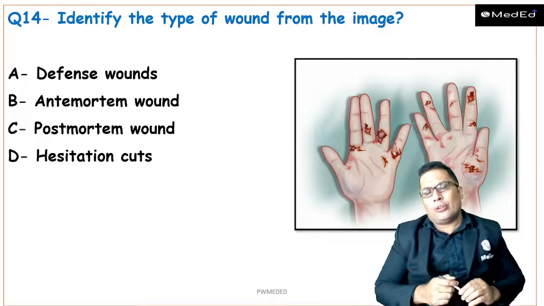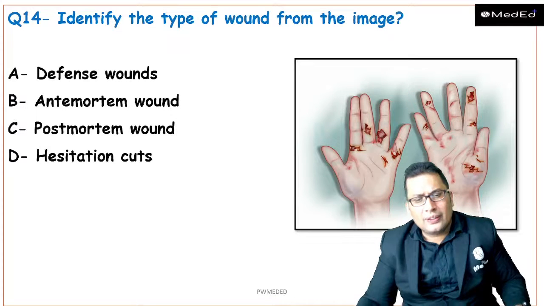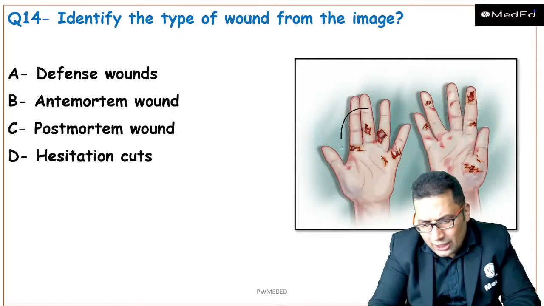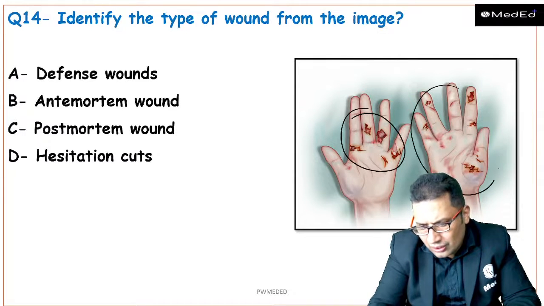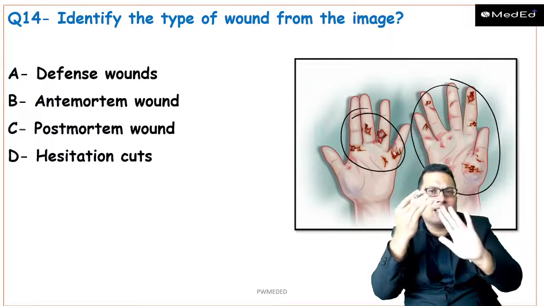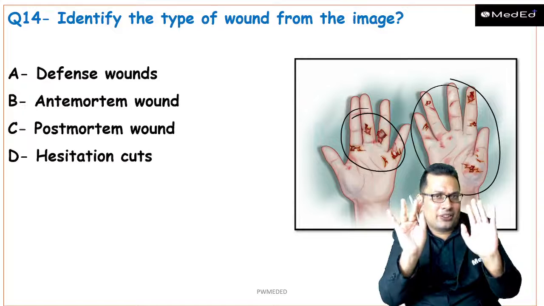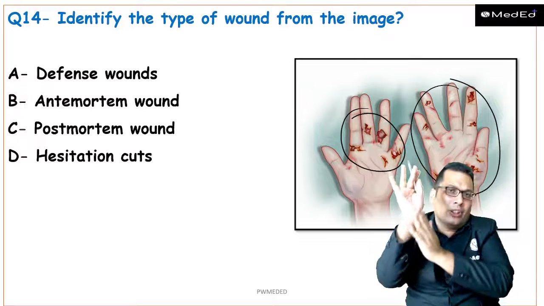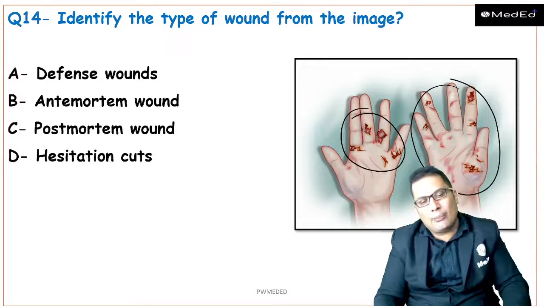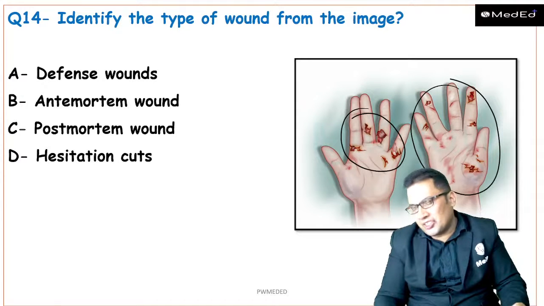Now, very important question. Identify the type of wound from the image. In the image, what you can see here, there are multiple abrasions, multiple cuts, bruises over the palmar surface or the ventral surface of the forearm. Options are defense wound, antemortem wound, postmortem wound, hesitation cut.